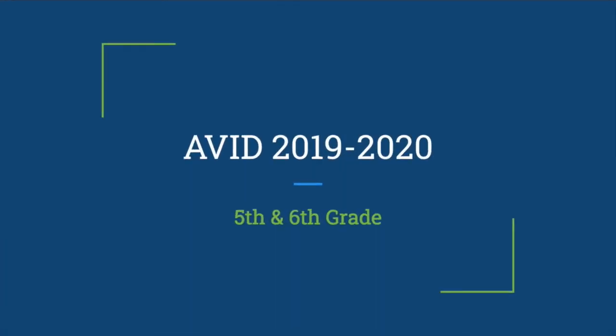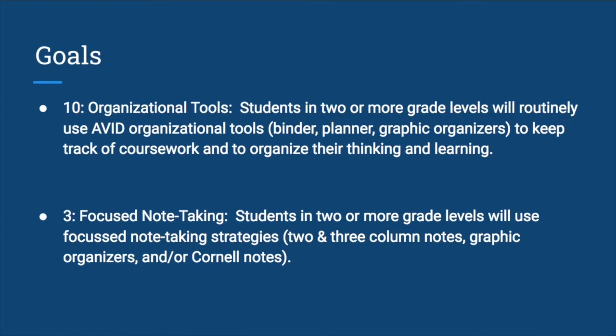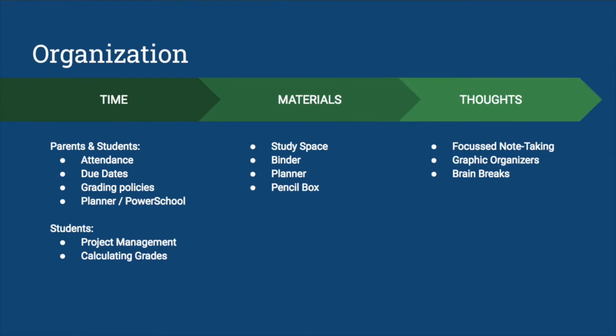As you probably learned last year, 5th and 6th grade is vertically aligned to introduce students to AVID. The goals for AVID are organizational tools and focused note-taking. And these are skills that we would like to help students develop in 5th and 6th grade so that they can be more successful in 7th, 8th, and high school. Parents and students should be aware of attendance, due dates, grading policies, how to properly use their planner, and check PowerSchool.